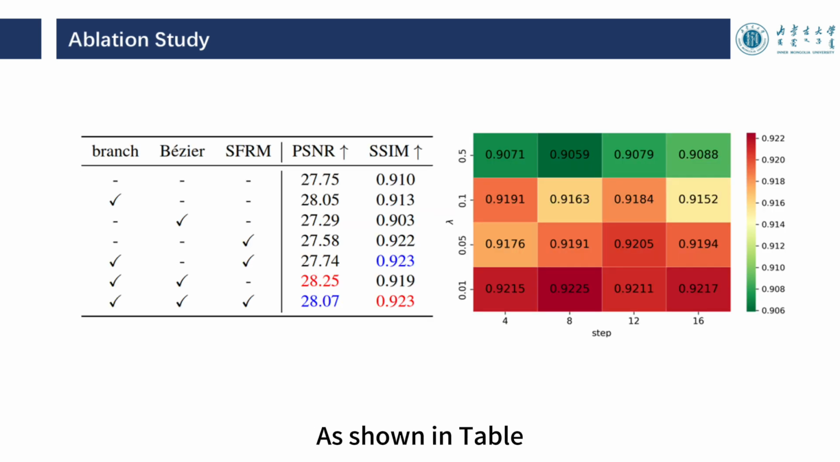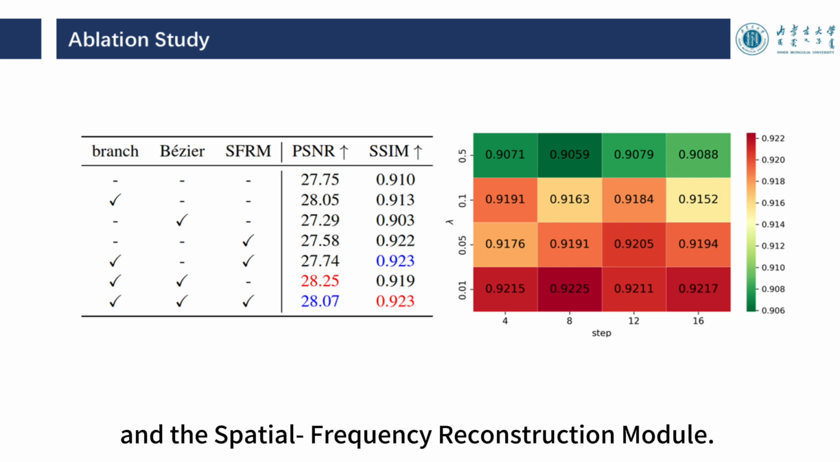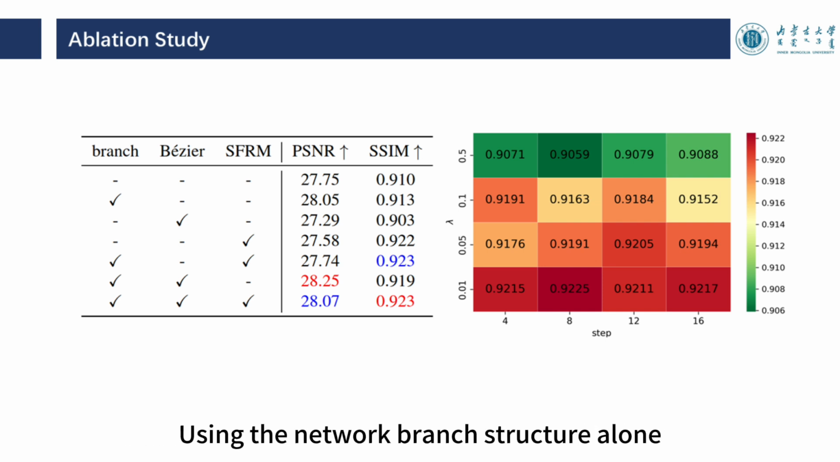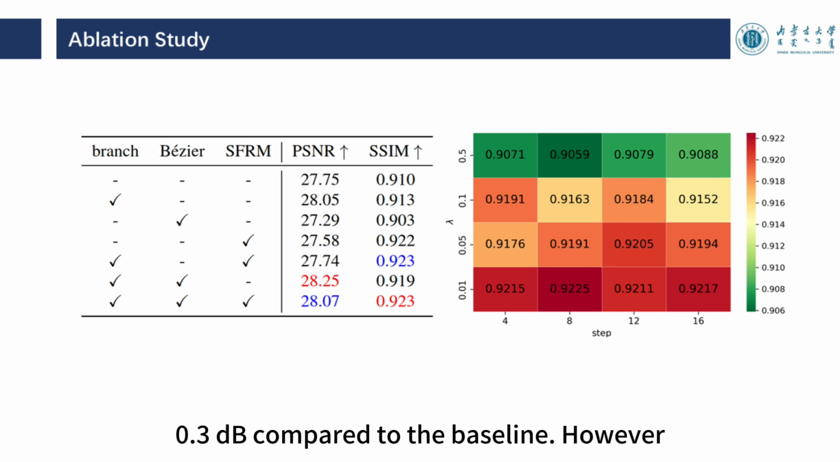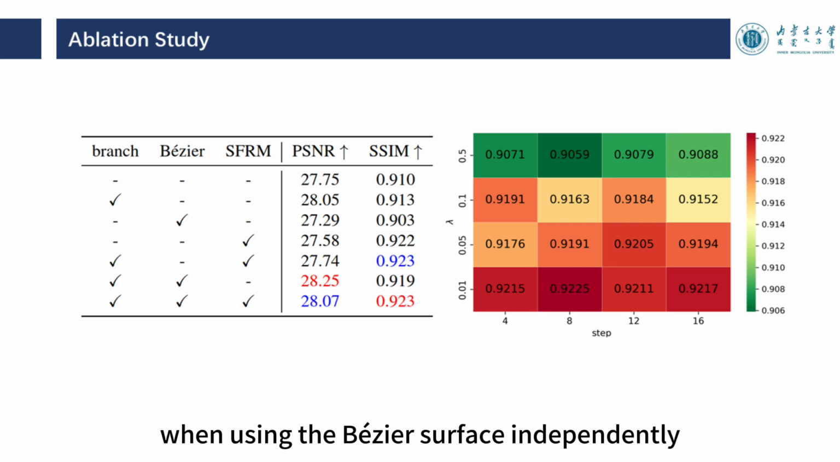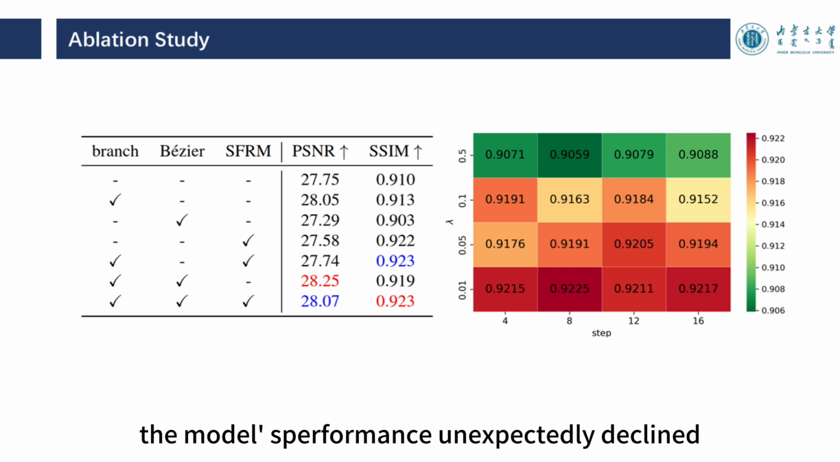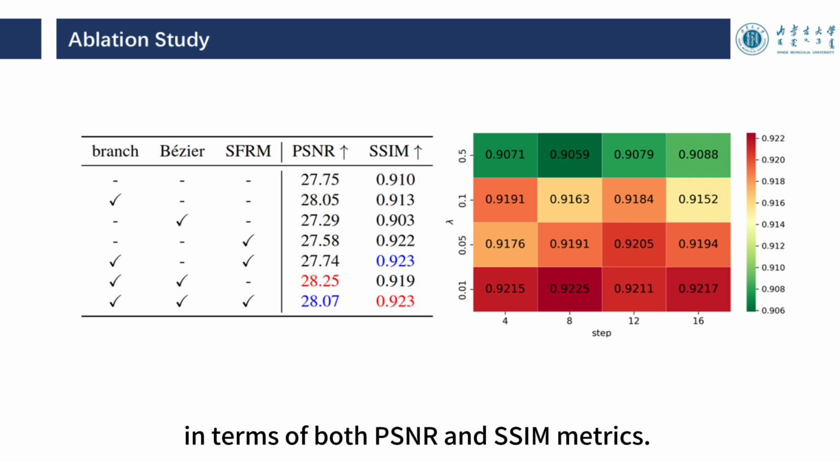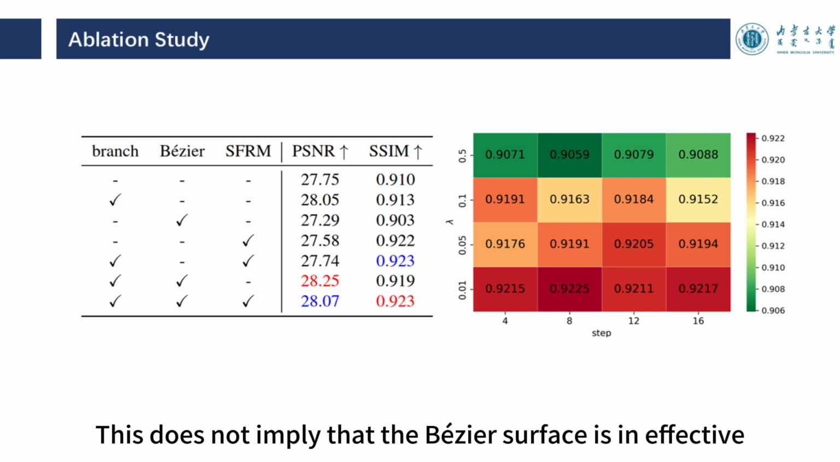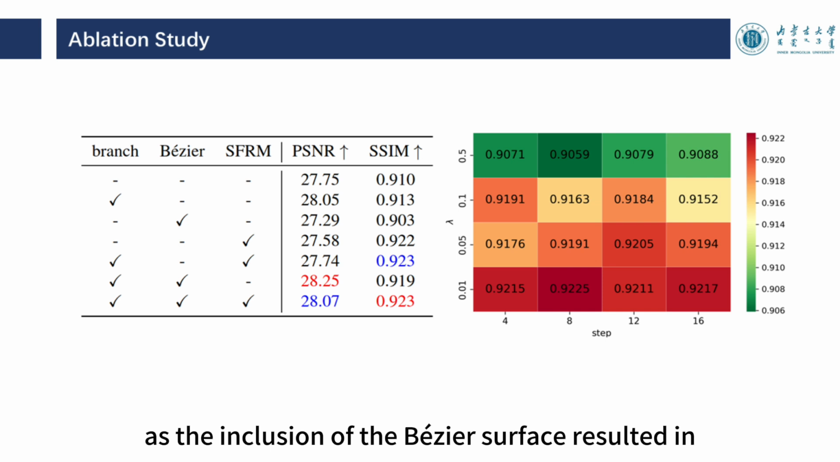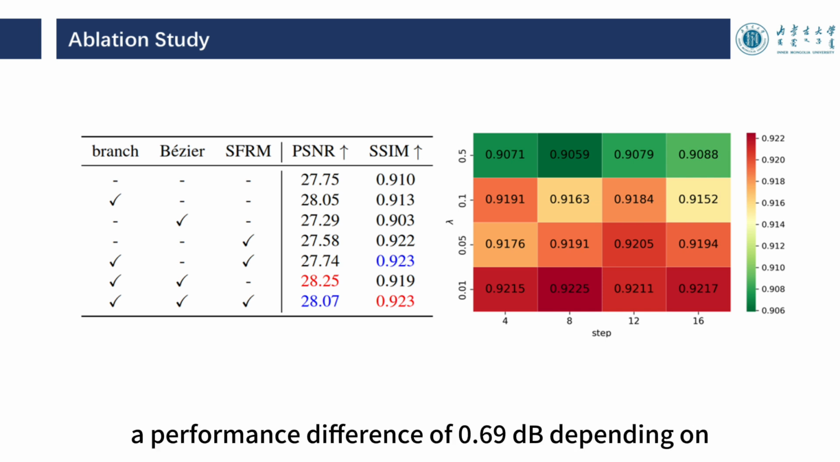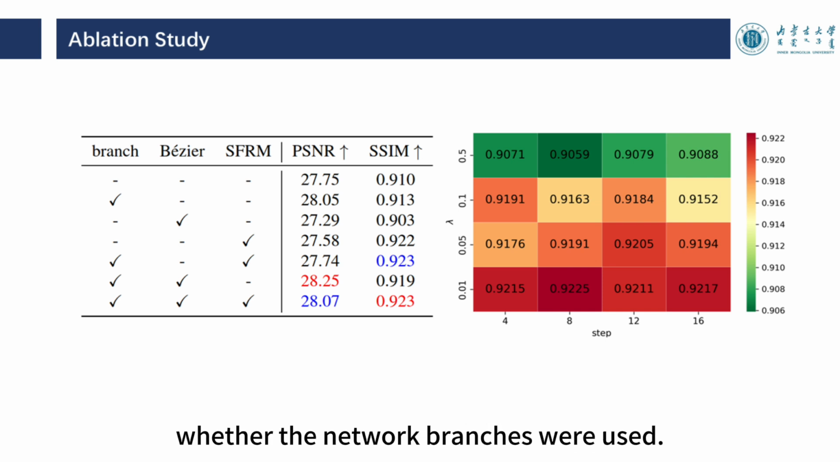As shown in the table, we conducted an exploration on the LOLV1 dataset from three aspects: network branches, Bézier surfaces, and the spatial frequency reconstruction module. Using the network branch structure alone, the model performance improved by 0.3 dB compared to the baseline. However, when using the Bézier surface independently, the model's performance unexpectedly declined in terms of both PSNR and SSIM metrics. This does not imply that the Bézier surface is ineffective, as the inclusion of the Bézier surface resulted in a performance difference of 0.69 dB depending on whether the network branches were used.